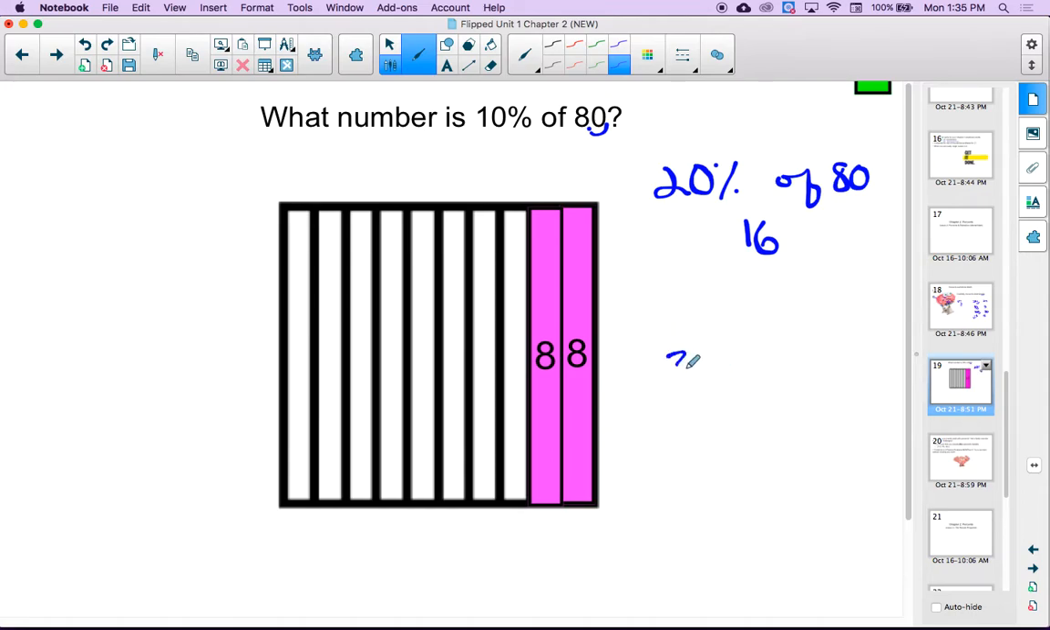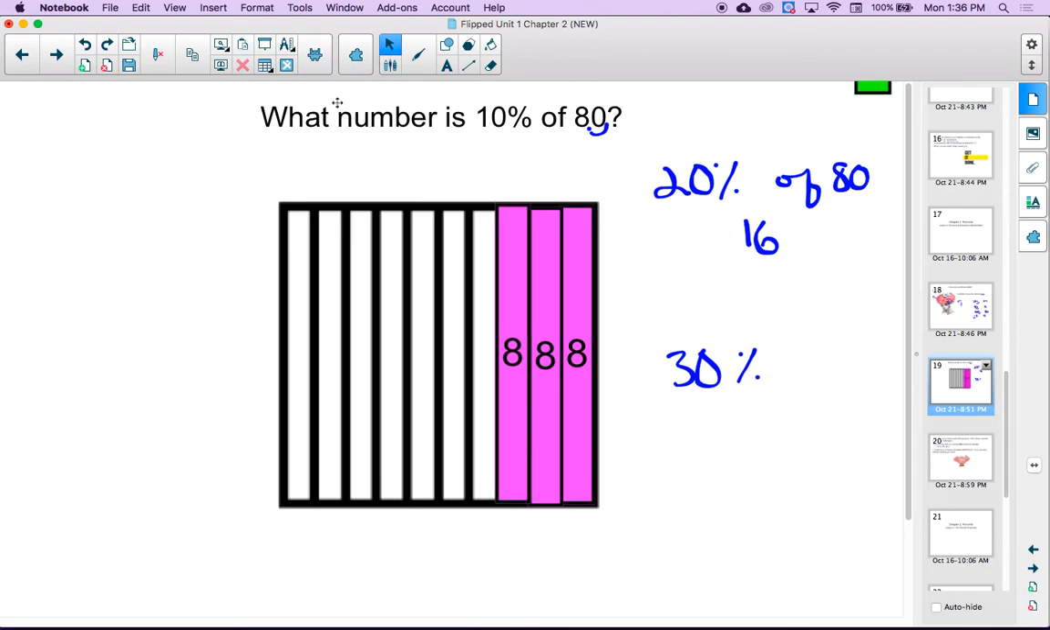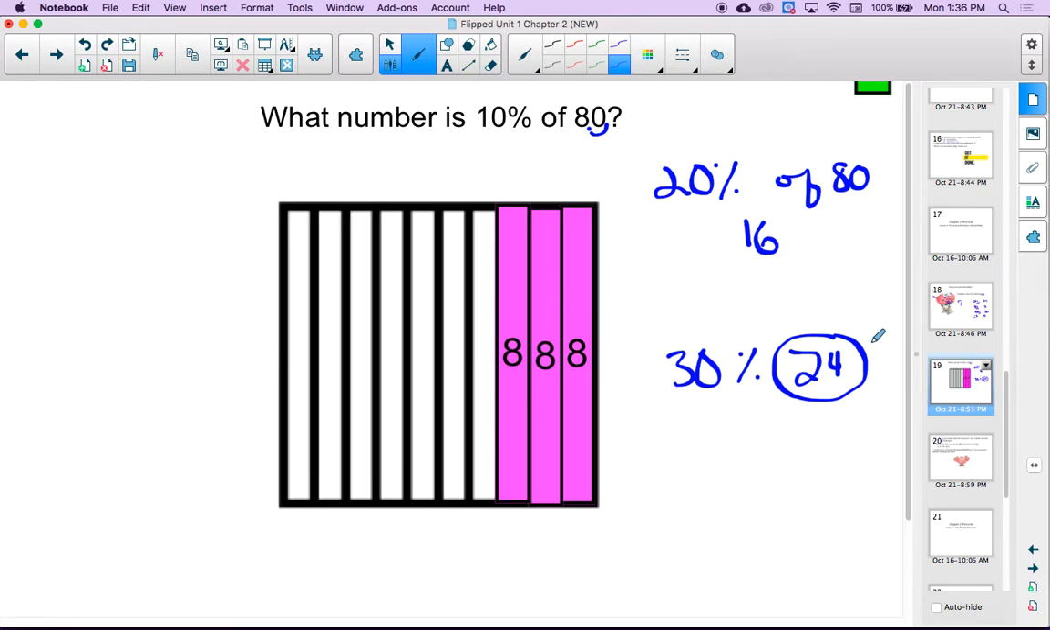If I want to know 30% of 80, well, 10% is 8. 20% is another 8, that's 16. 30% is 3 eights. 30% is 24. Remember I said mental math with percents hinges around us knowing what 10% is.